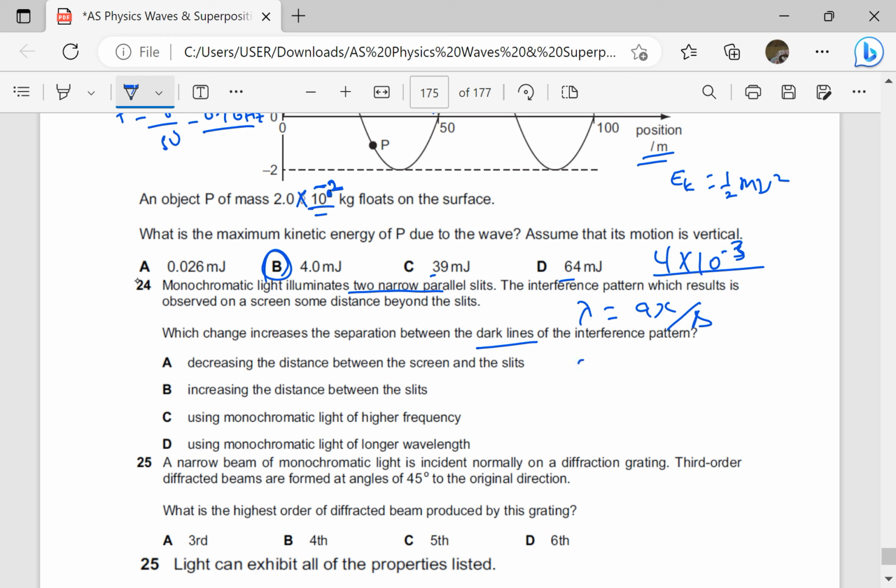Okay. So it means lambda times D is equal to A X. We want X to be higher. We either increase lambda, increase D, or decrease A, because X is directly proportional to lambda, directly proportional to D, and inversely proportional to A. So which change increases the separation between the darker lines? Number one, decreasing the distance between the screen and the slits, making D smaller. That one does not increase.